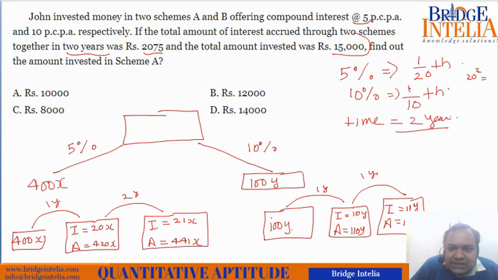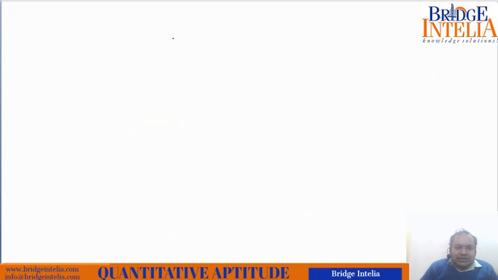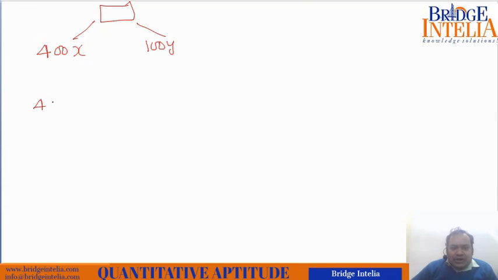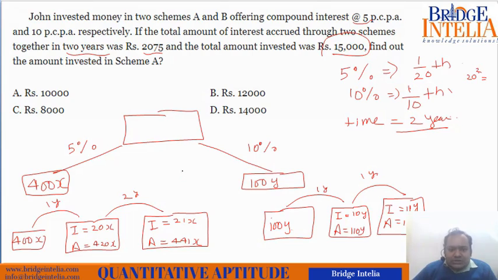Now the total amount was 15,000. So you can say 400x plus 100y is equal to 15,000. So I can say 400x, because I have assumed the total money was deposited in these two ways. So I can say that 400x plus 100y is equal to 15,000, as per the data. Also the total interest earned. So what is the total interest earned? You have deposited 400x. This 400x finally becomes 441x. So total interest from this scheme is 41x. 400 becomes 441, so addition of 41.